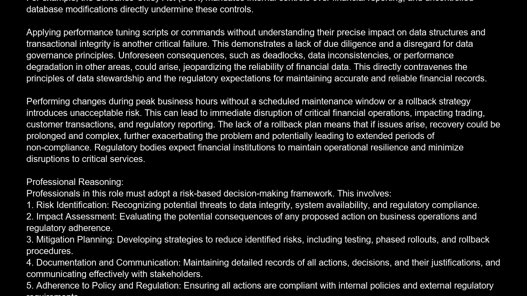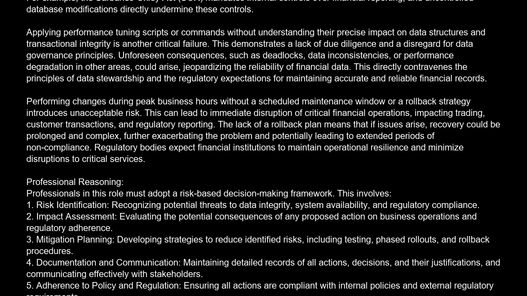Professional reasoning. Professionals in this role must adopt a risk-based decision-making framework. This involves: 1. Risk identification, recognizing potential threats to data integrity, system availability, and regulatory compliance. 2. Impact assessment, evaluating the potential consequences of any proposed action on business operations and regulatory adherence. 3. Mitigation planning, developing strategies to reduce identified risks, including testing, phased rollouts, and rollback procedures. 4. Documentation and communication, maintaining detailed records of all actions, decisions, and their justifications, and communicating effectively with stakeholders.